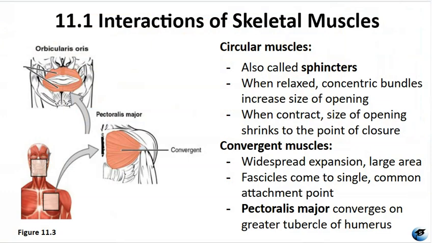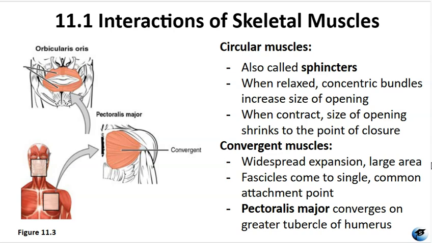Circular muscles, also known as sphincters, are arranged in concentric bundles that control the size of an opening. When these muscles are relaxed, the bundles allow the opening to widen, and when they contract, the bundles tighten and reduce the size of the opening until it closes completely.